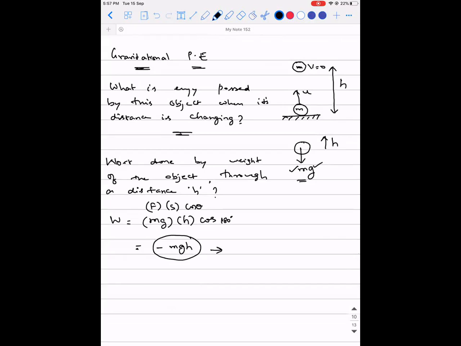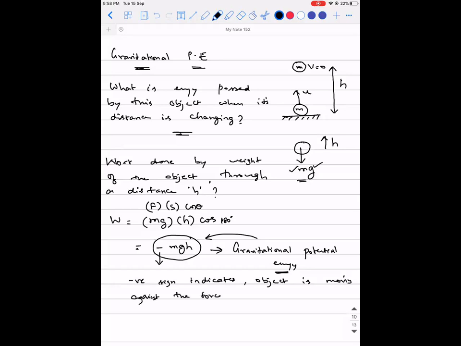You would have applied it many times. So this is going to be the formula for gravitational potential energy. Okay, so you have seen this, right? mgh is the formula for gravitational potential energy, and here the negative sign indicates the object is moving against the force.